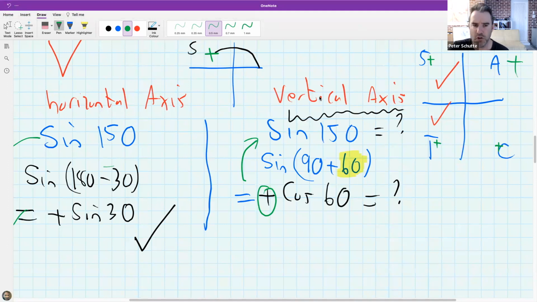Okay. Actually, before we do that, let's do a quick vote. Thumbs up if you're feeling like you understand how to reduce things using the horizontal and the vertical axis. Thumbs down if you feel quite unsure.